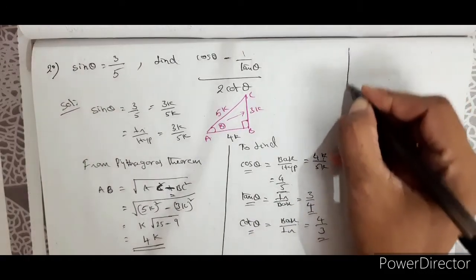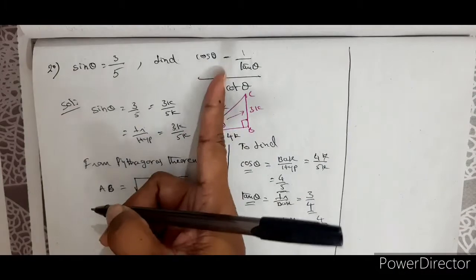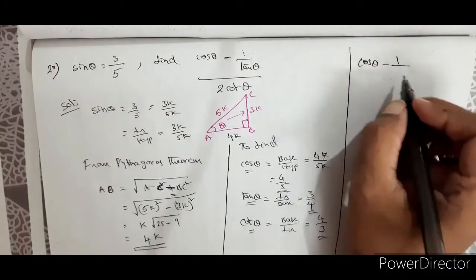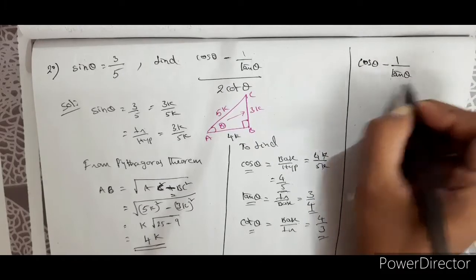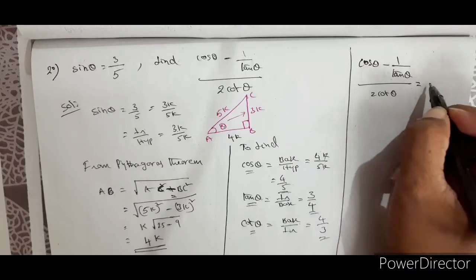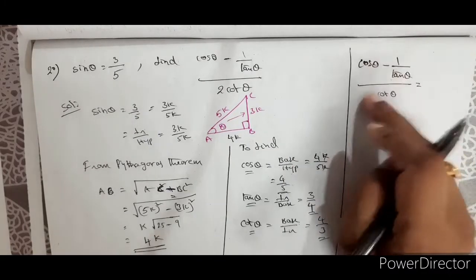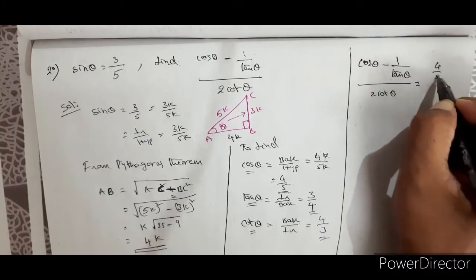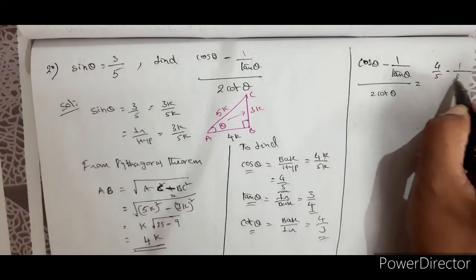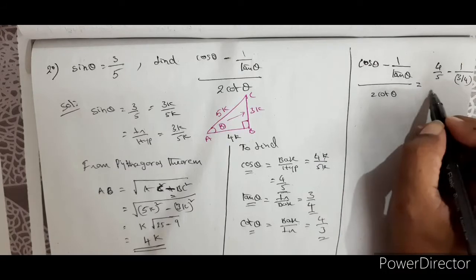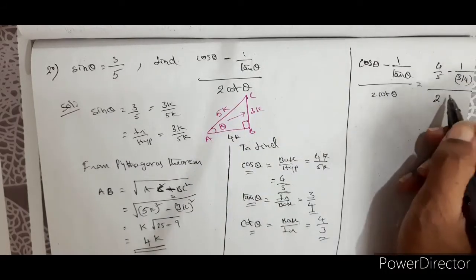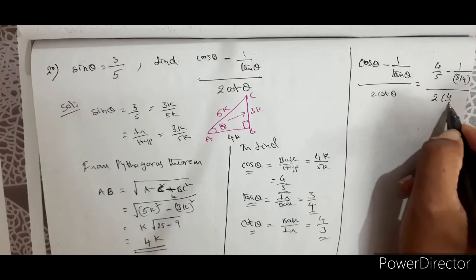Now the last part of the problem. What is that one? Substituting in this one. So therefore you have to write in which you are substituting. You can't skip this step. You can't directly substitute. You have to write in which you are substituting on the LHS. Don't forget that one. Okay. Cos theta is equal to 4 by 5 minus 1 by tan theta is 3 by 4, divided by 2 cot theta. 2 into cot theta is 4 by 3.